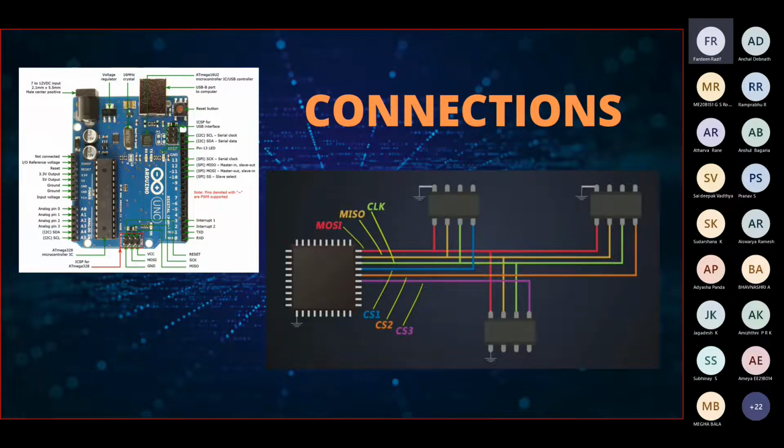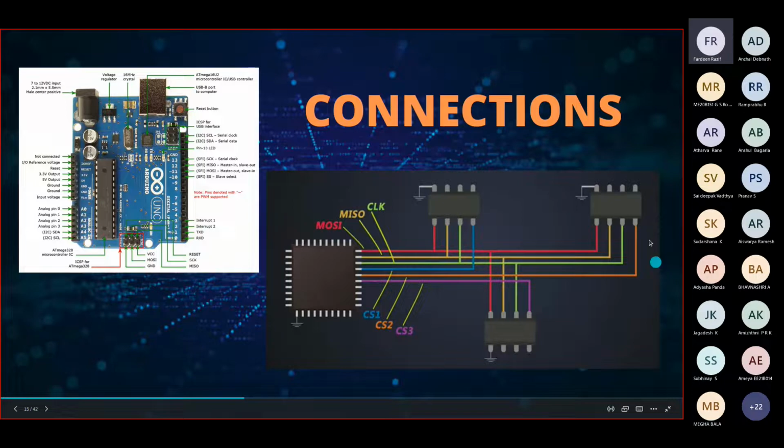Also, you have the chip select lines. Now let's understand the chip select lines. Suppose your master wants to talk to a particular slave, say the rightmost slave, which has the chip select line CS2, the orange one at the bottom, if you can see it, this orange line.